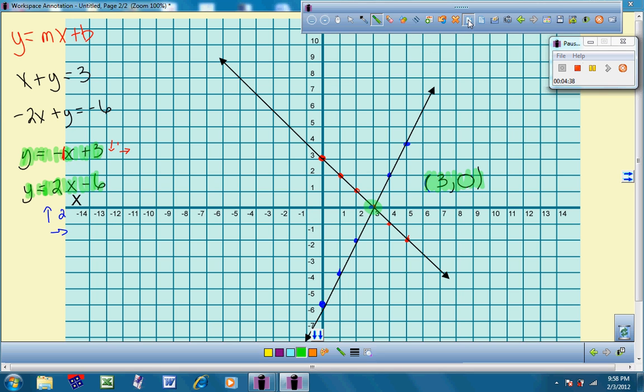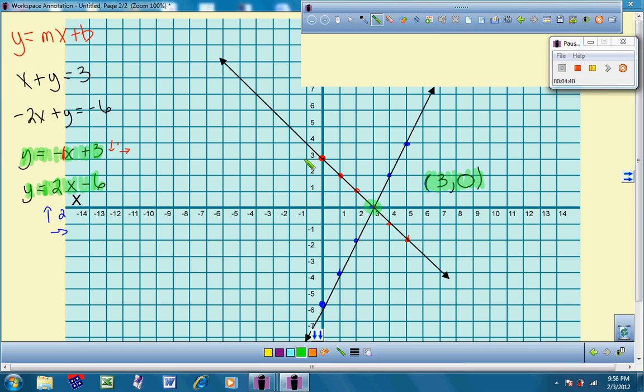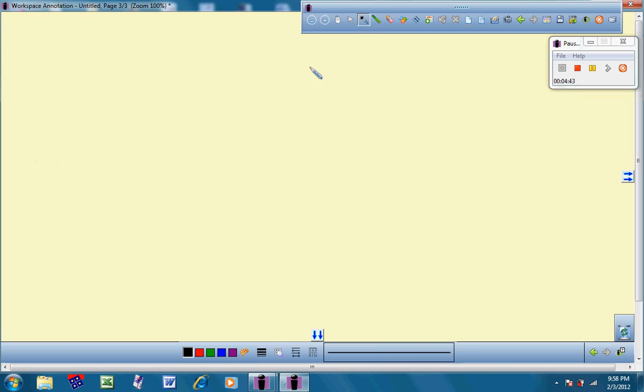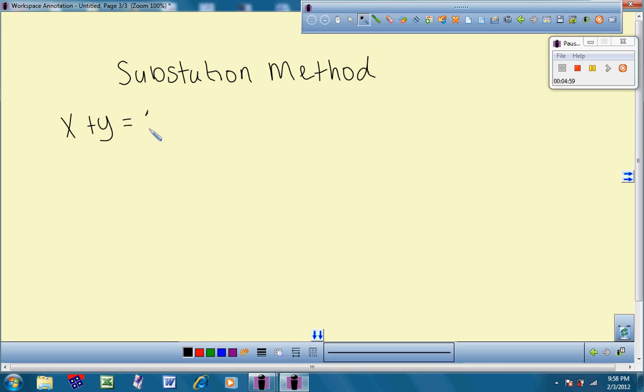Alright, next. Let's work on substitution. You will have a few problems on your test where you will have to use the substitution method. Substitution is easy when our coefficients are 1. Let's go ahead and take x plus y is equal to 2.